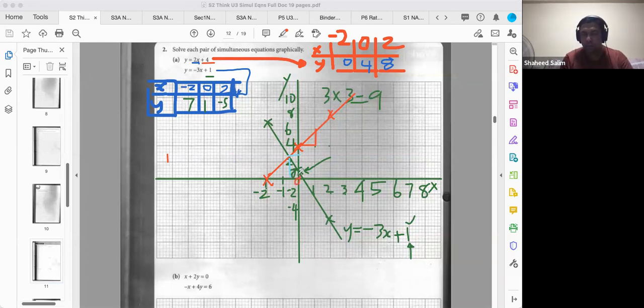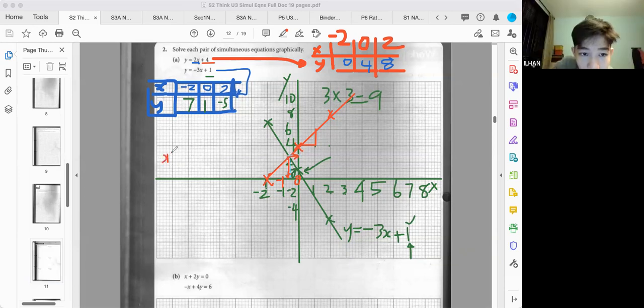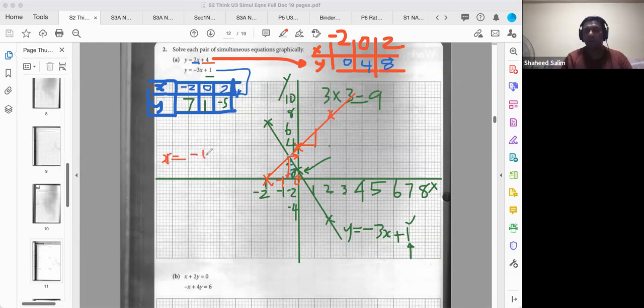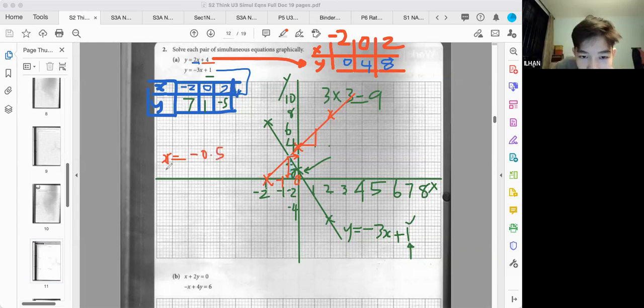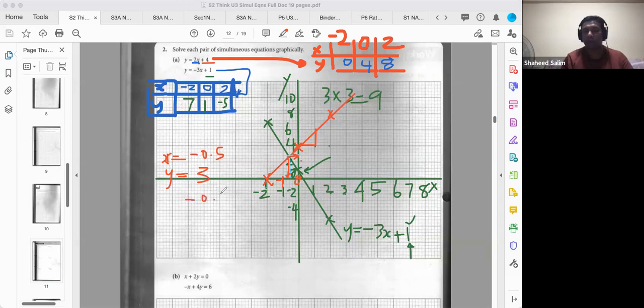Okay, this is 0, minus 1. It's in between minus 1 and 0 roughly. What's the value of x, roughly? Minus 1 is here, 0 in between, let's say minus 0.5 roughly. y equals to how many? y equals 3. So these coordinates, minus 0.5 and 3, are your solutions.